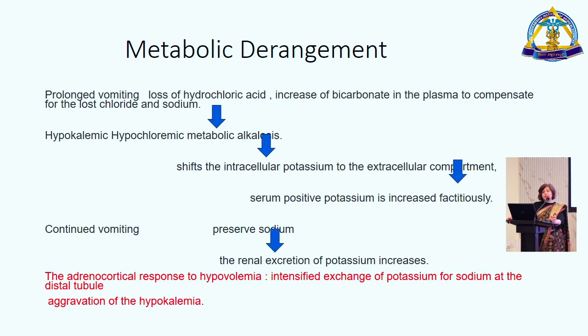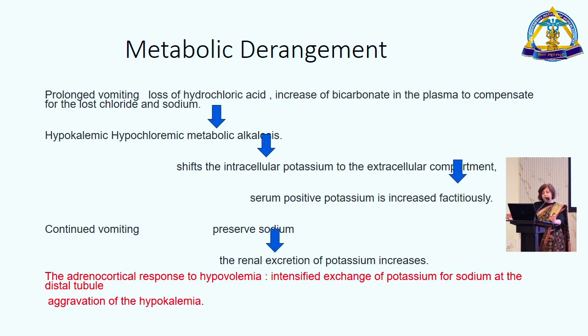With continued vomiting, there is dehydration. We know that sodium holds on to water. So now the body is trying to preserve sodium. Now how can it preserve sodium? If it has to preserve sodium, it has to push out something else. So in the distal tubules, it starts pushing out potassium.